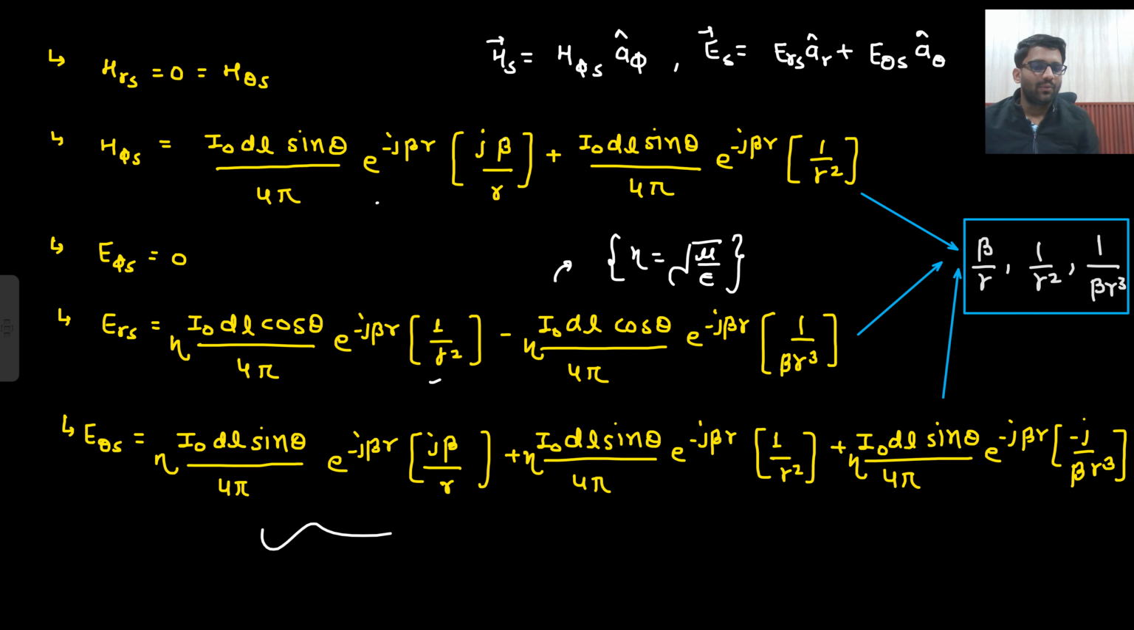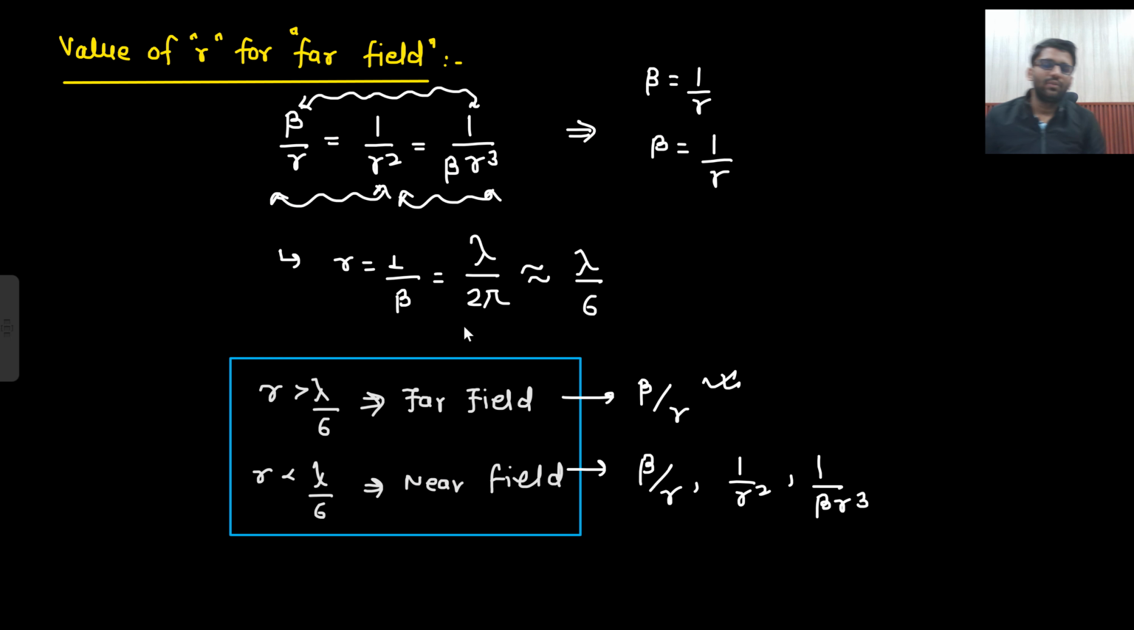So at that point I need to know the value of r, which is equal to lambda by 6, nearly lambda by 6. So if r is greater than lambda by 6, that is known as far field. If r is less than lambda by 6, that is known as near field. So questions will be asked on this field only, that is, r greater than lambda by 6.